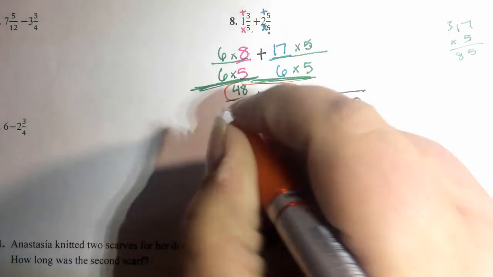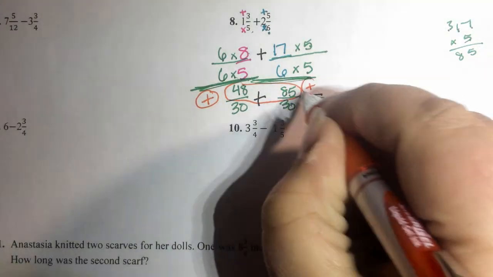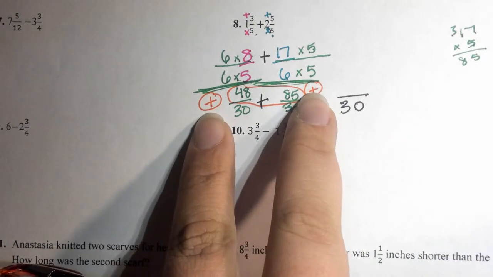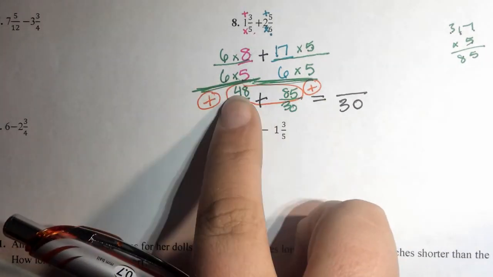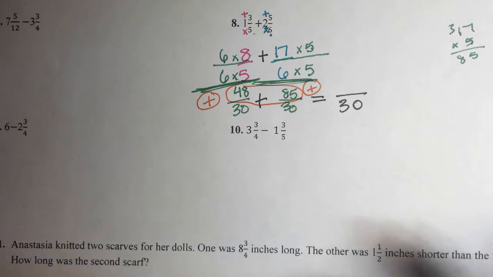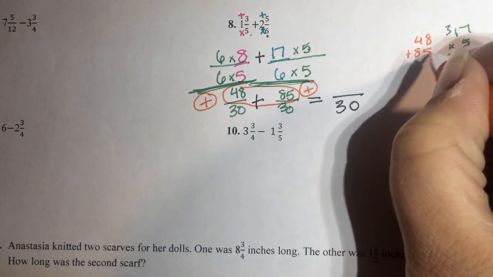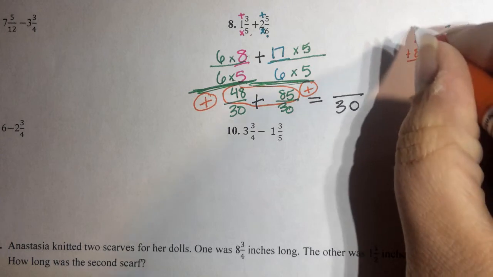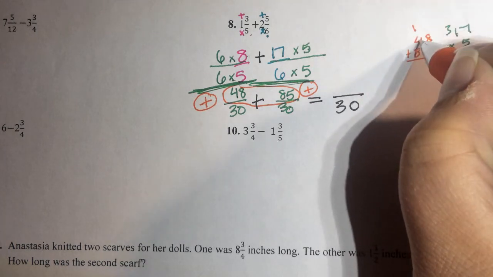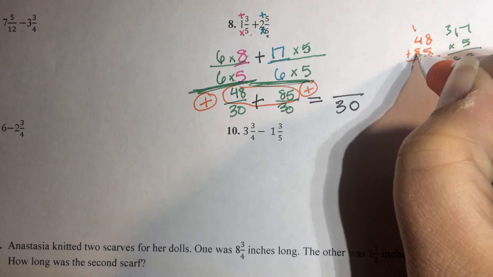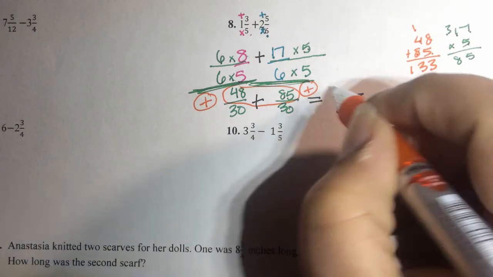48 is positive. 85 is positive. Same sign add, different sign subtract. Since those are the same sign, I'm going to add 48 and 85. So I need to do 48 plus 85. 8 and 5 makes 13. 1 and 4 is 5. 5 and 8 is 13. So that's 133.